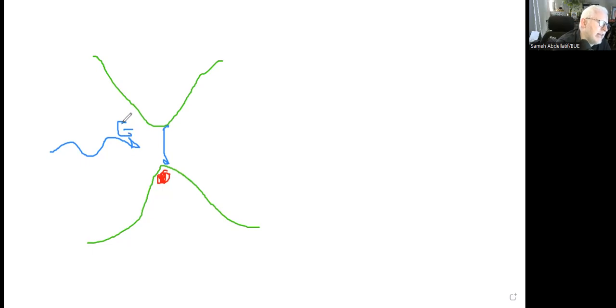And as long as this energy is greater than the gap, the electron will jump to this state, leaving a hole in the valence band and creating an electron in the conduction band. This is the first possibility.